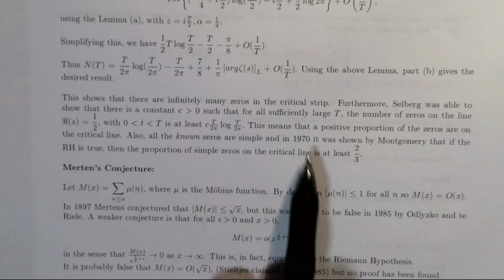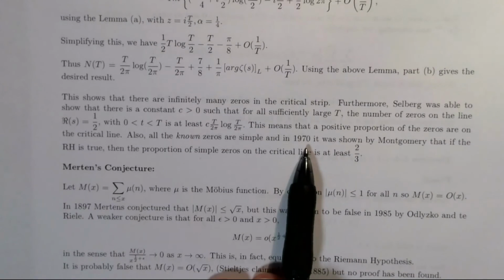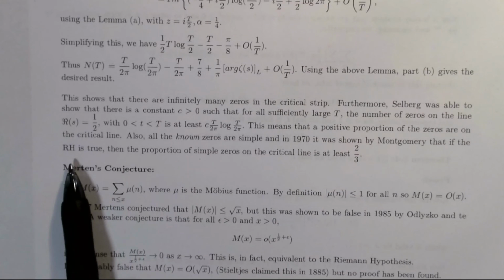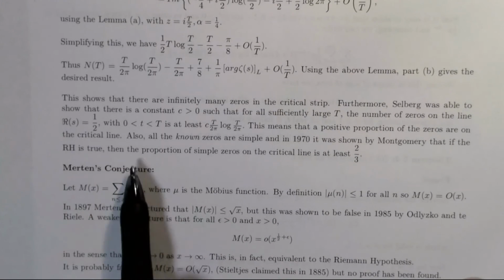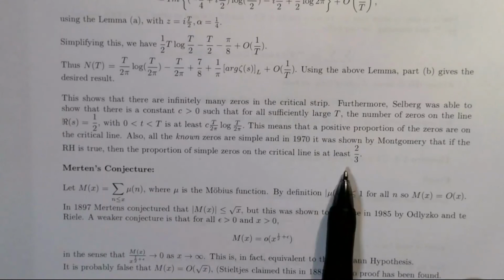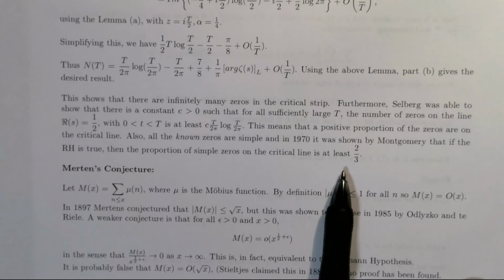In 1970 it was shown by Montgomery that if the Riemann hypothesis is true, that is, if they all lie on the critical line, then the proportion of simple zeros on the critical line is at least 2/3. It may well be that all the zeros are simple, but again, it's an unsolved problem, a quite deep result.